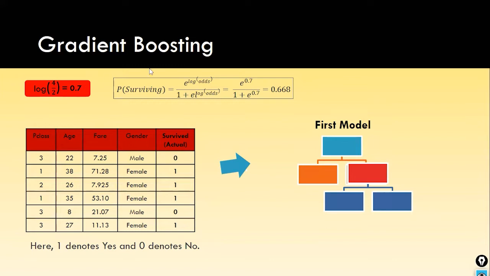By plugging this log odds into this equation, e raised to the power 0.7 divided by 1 plus e raised to the power 0.7 gives us the probability. Here we have considered some assumptions, like 0.5 as the threshold for classifying the yes condition and no condition. If the value of the probability is more than 0.5, it is yes, and below 0.5 it is no, which is a standard one.